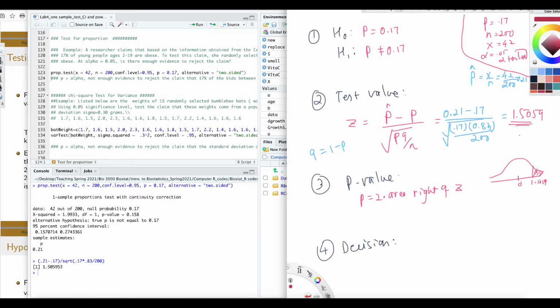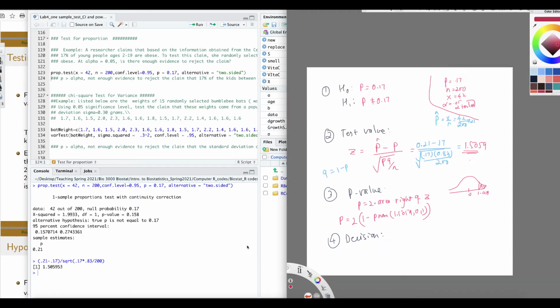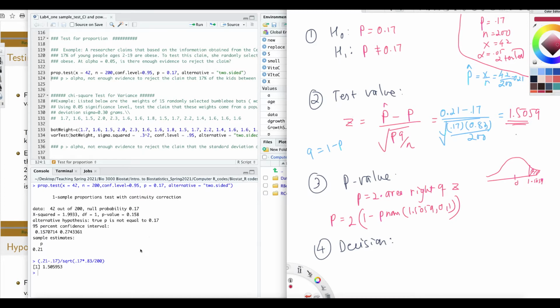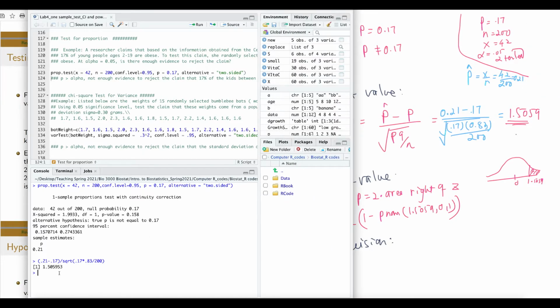So to find that, we will use R. P equals pnorm of 1.5059, 0, 1. What does it calculate? It calculates the area left of that, right? So if you do 1 minus, it will find the area right of that, but we need to do 2 times that, right? So how much do you get? You will get 2 times, and then inside the parenthesis 1 minus pnorm.